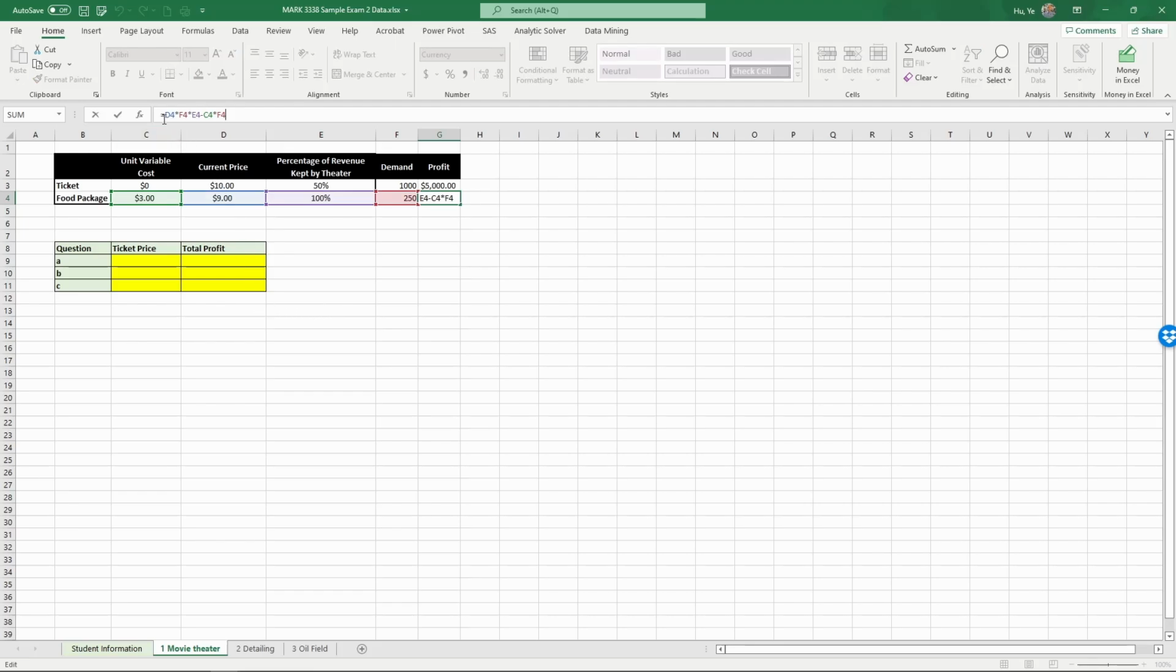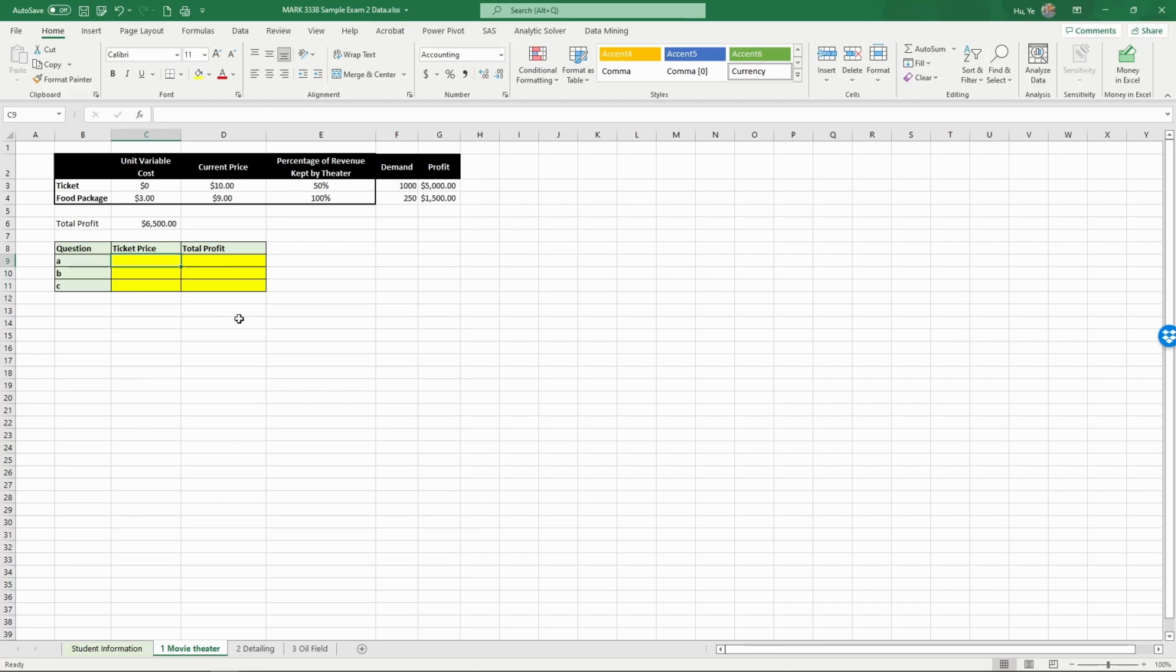For the food package, what we have is the price times the demand in F4 and times the percentage kept by the theater, which is 100%, and then minus C4, that's the unit cost, times the demand, so that's the total cost. Now we have the profit from ticket sales and the profit from the food package. And now let's calculate the total profit. It's simply equal to the sum of these two profits, close the parentheses and enter. Okay, so for question A, in the current practice, the ticket price is $10 and the total profit is $6,500.